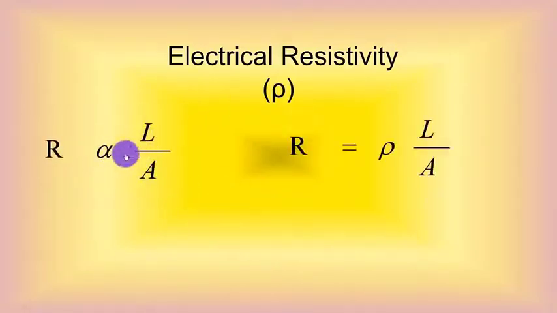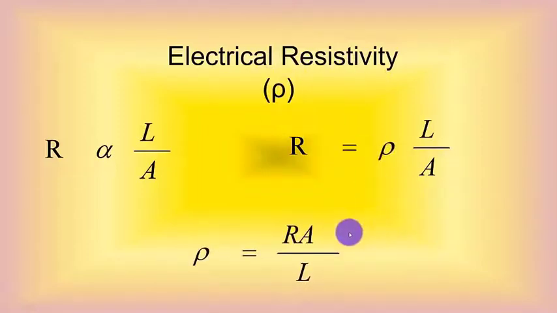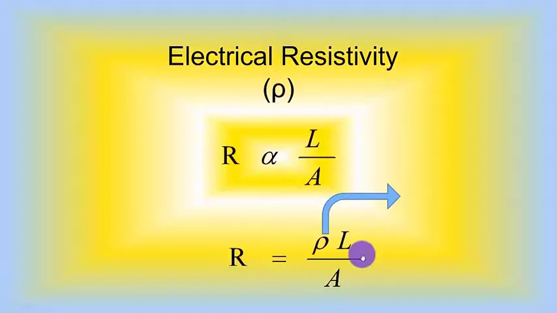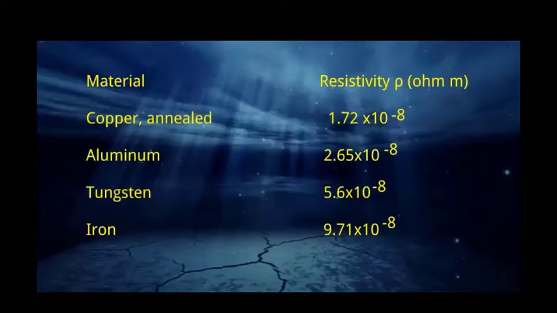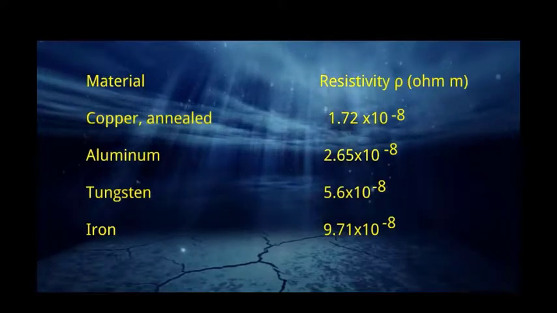If you want to remove the proportional term, then you have to put a constant, and R is equal to rho into L by A, and this proportionality constant rho is termed as electrical resistivity. This important term rho is defined as the electrical resistivity of the conductor, and this determines the resistance of the conductor. This is a constant for each and every material. You know, we are always using copper wire to carry current.